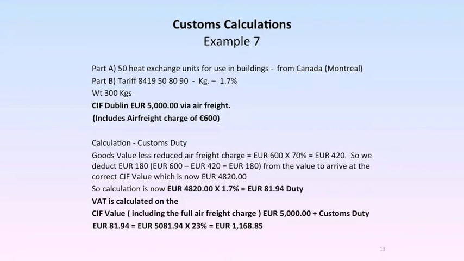Now we'll have a look at the VAT, and VAT is a national tax and is calculated on the full CIF value to Dublin, including the full air freight charge. So it is €5,000 plus the customs duty of €81.94, and this gives us a figure of €5,081.94 multiplied by the VAT rate of 23%, and this gives us a VAT amount payable to Revenue of €1,168.85.